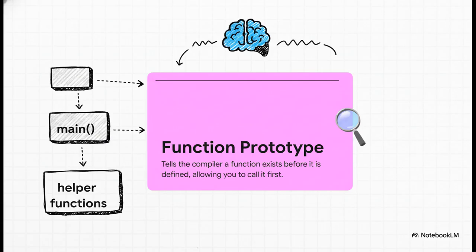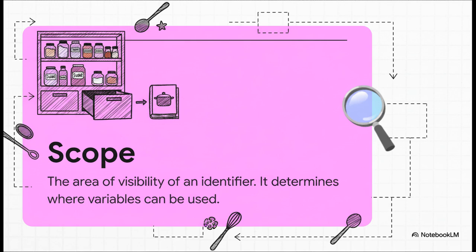This is awesome because it lets you put your clean, readable main function right at the top, and all the messy implementation details can live down below. Next up is scope. Scope is just the rule that defines where in your program a variable is actually visible and usable. Think of it like a kitchen pantry system. Some ingredients are on the main counter, global, for anyone to use. Others are tucked away inside a specific drawer, local, to that one recipe, and nobody else can even see them.